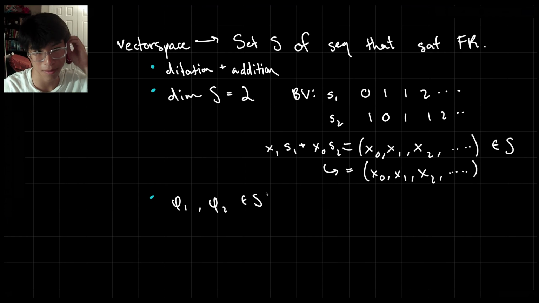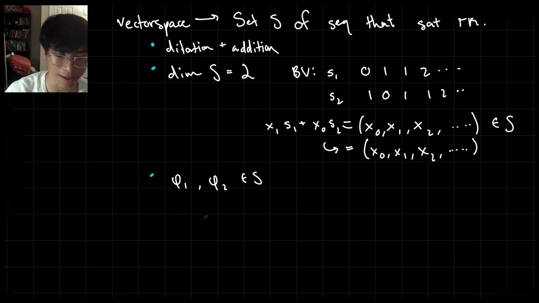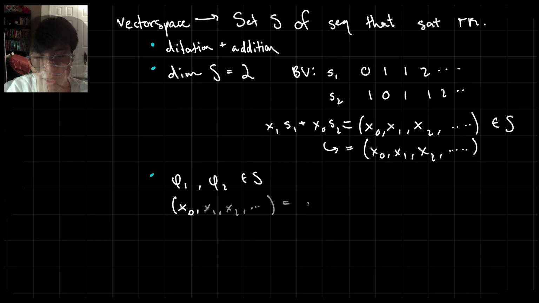Lastly, we were considering the vectors phi1 and phi2, which we know are both elements of S. These are geometric sequences. The question is whether these two sequences can be basic vectors, whether they can span the vector space. Let's see if they can. We will take an arbitrary sequence in S, and we'll try to find a combination of phi1 and phi2 which is equal to that sequence.